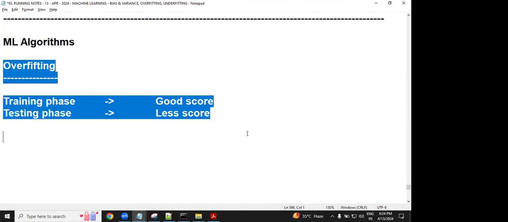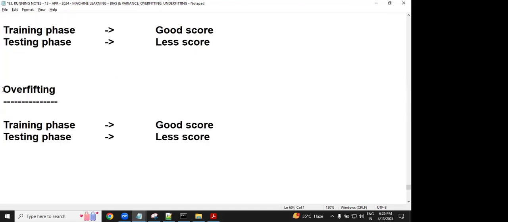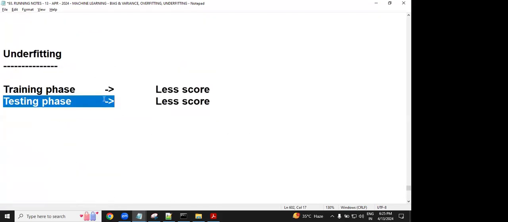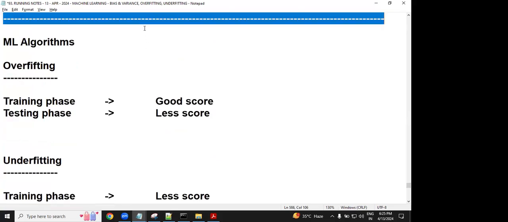Good. Now the next one is underfitting. We can check the score. Today I will show you. Training itself gives a lesser score, then no doubt, testing also gives less score only. This is called underfitting.